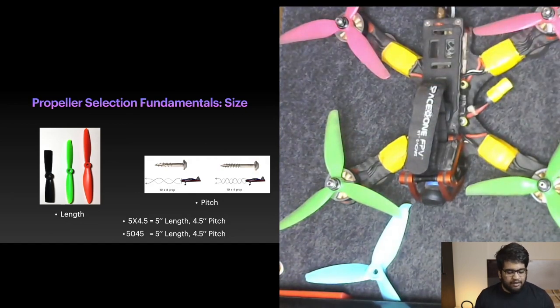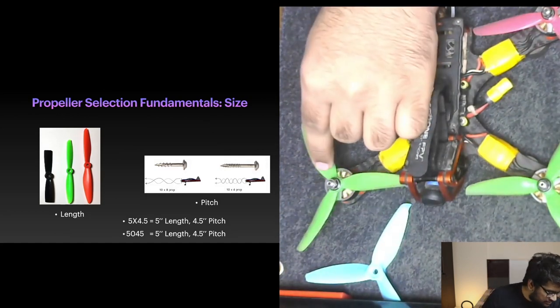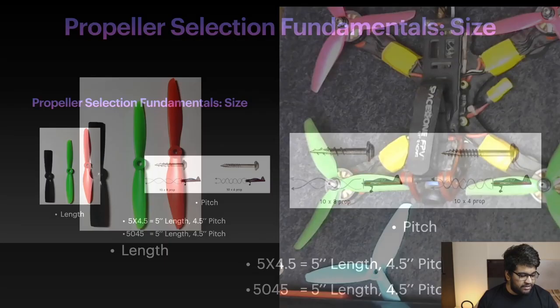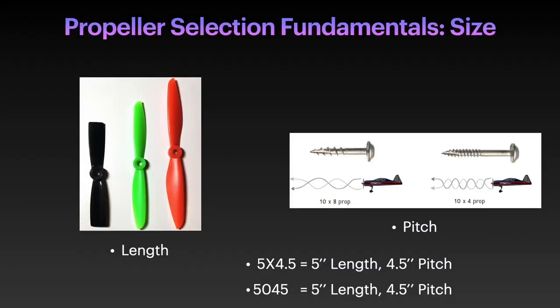Similarly, some propellers have different markings. This one has a marking of 5045. So there are two different kinds of marking accepted when buying a propeller. In the presentation, you can see one is 5 x 4.5, or the other is 5045. Both are acceptable. Both mean 5 inches length and 4.5 inches of pitch.